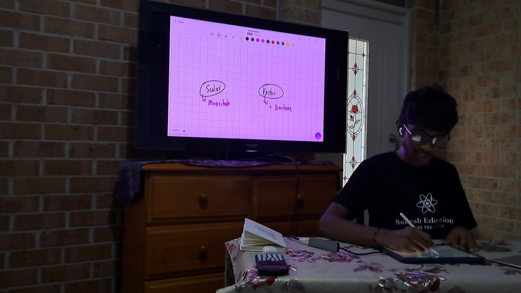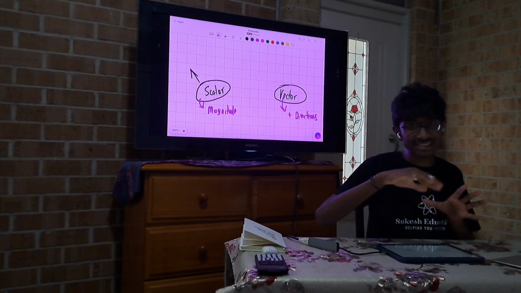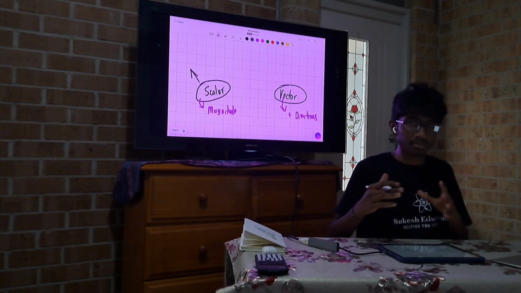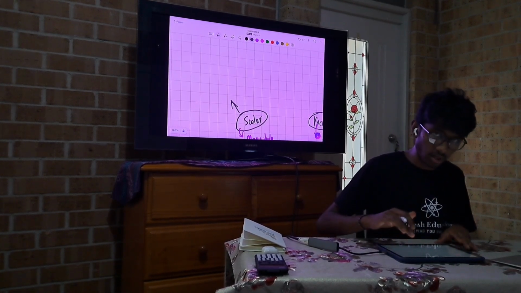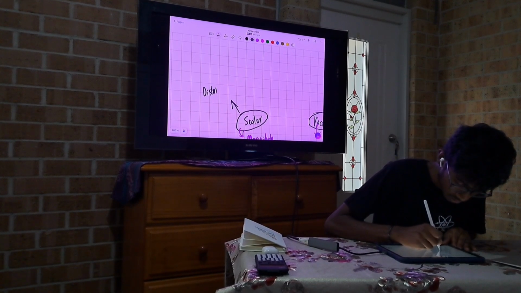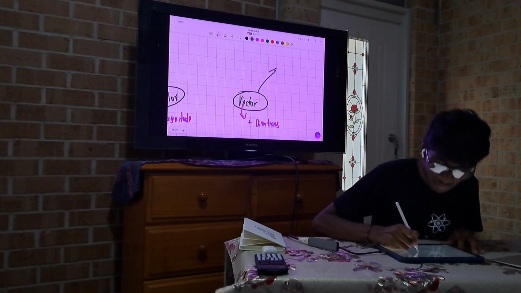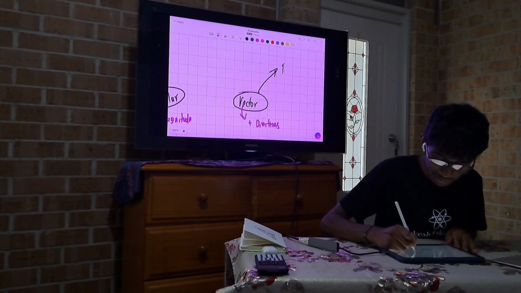Now, let's dig deep into the scalar quantities section. Inside the scalar quantities, what are some examples of scalar quantities? Well, one obvious one is distance. It's alright if you do not know any of this, just keep watching. Distance. And one obvious vector quantity is displacement.